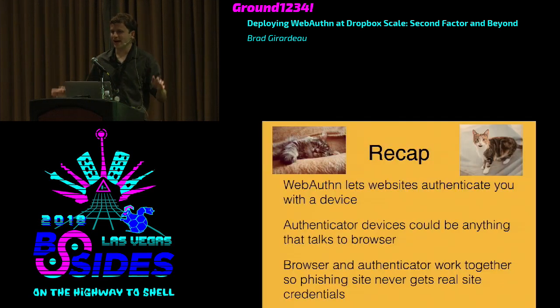Great. So recap of this section before we move on. If you were feeling a bit sleepy cat, hopefully you get awake cat for the next section here. But in any case, the essentials are just that WebAuthn lets websites authenticate you with some sort of authenticator device. Authenticator devices could really be anything that talks to the browser over this protocol and can store credentials. And the browser and authenticator are what's working together to make sure a phishing site never gets real site credentials.